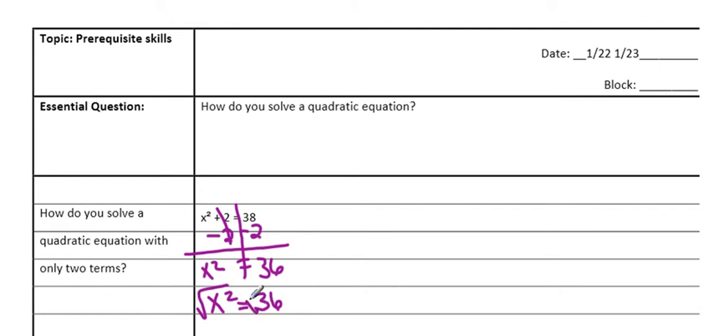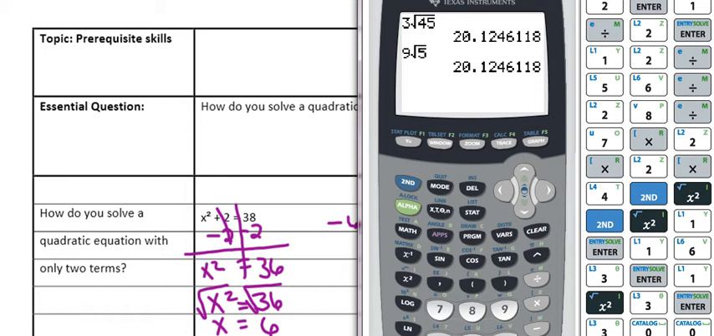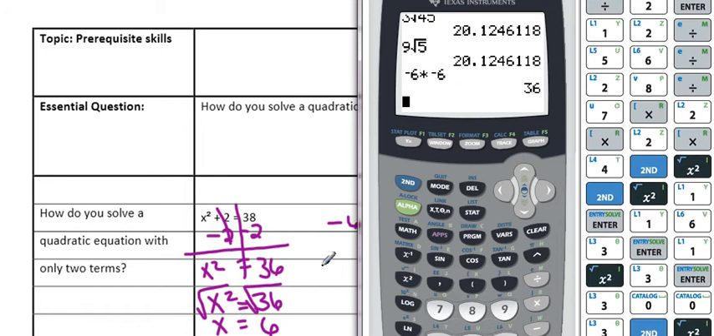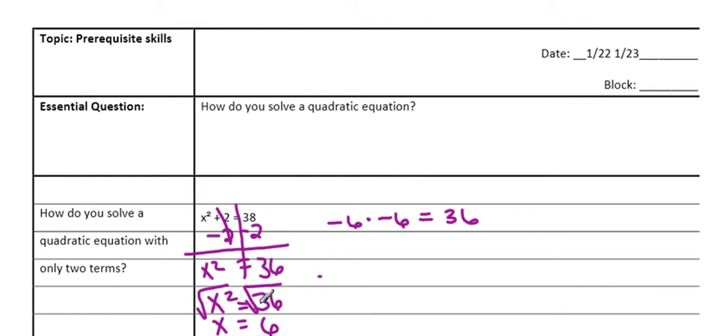However, we also have to account for the fact that negative 6 times negative 6 is also 36, because a negative times a negative is a positive. So negative 6 times negative 6 is 36. So when we find what x is, we would write x is equal to plus or minus 6.